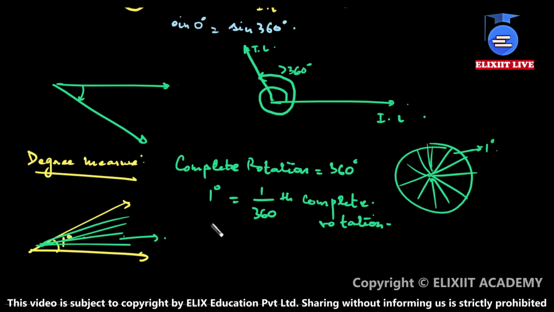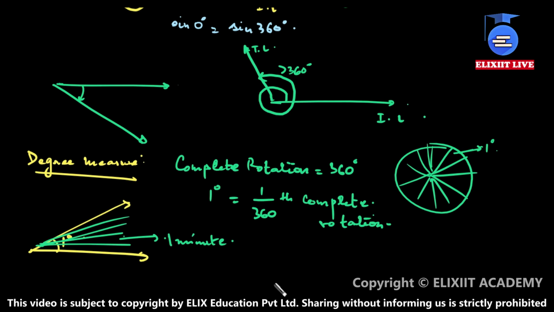If I divide this 1 degree into 60 parts, then one part will be known as 1 minute. I divide this angle into 60 parts and each of those parts is said to be 1 minute.